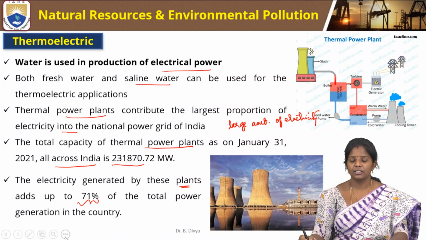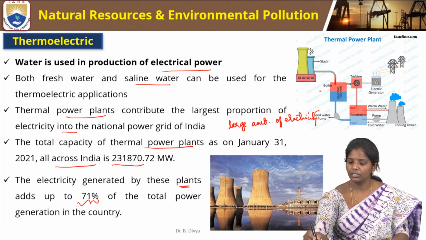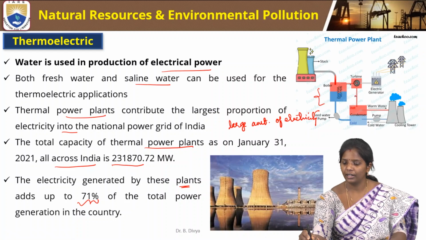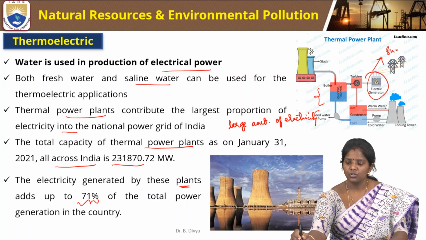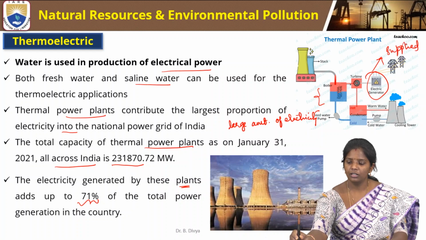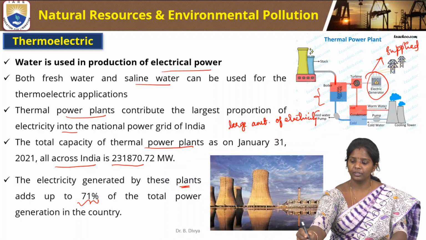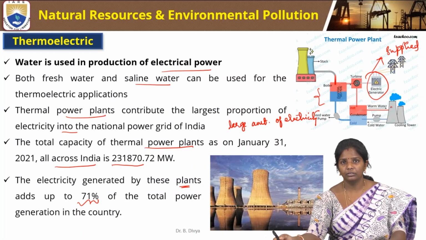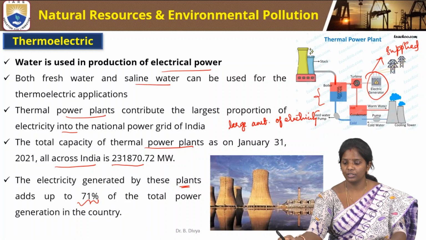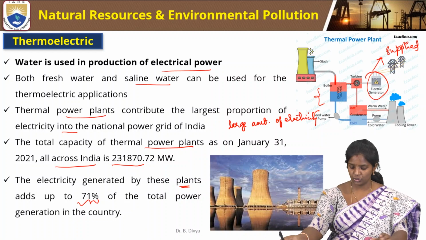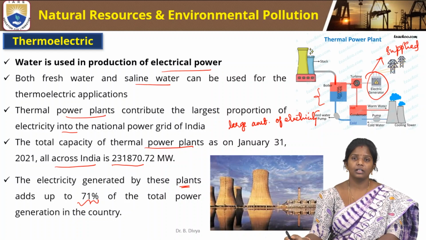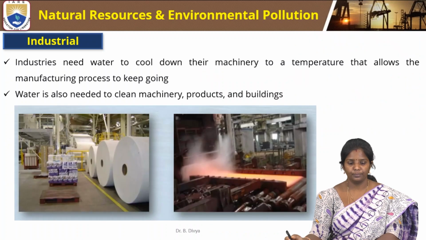What happens here is that water goes through the boiler and turbine, generating electricity that is then supplied. This is how a huge amount of water is used. The remaining water is sent to the streams or the rivers. So there is a huge amount of water used in thermoelectric power generation.